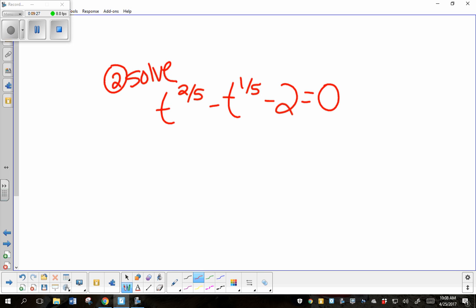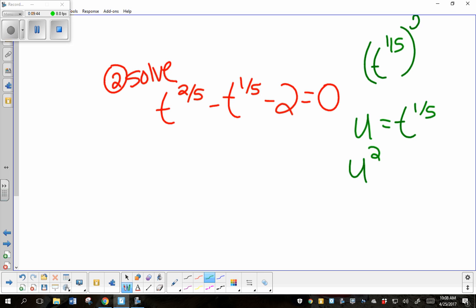All right, raise your hand. What would you make u equal? Cameron? t to the 1/5. Let's see if his idea works. So that means that what would u squared be? What's t to the 1/5? Oh, sorry, that's a 1/5 squared. What's 1/5 times 2? 2/5.